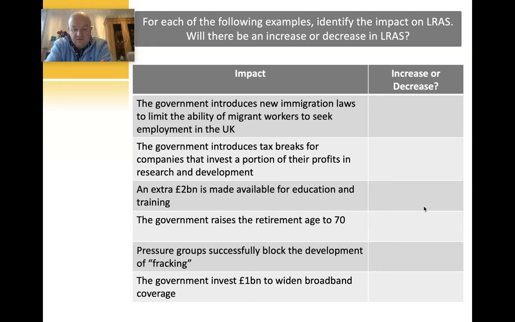How about pressure groups successfully blocking the development of fracking? Well, in that situation, that would probably decrease long run aggregate supply, because in that instance, that is limiting the amount of resources. In this case, fracking is to do with the oil and gas industry, and that would obviously then potentially increase the costs of production for organisations, and so decrease long run aggregate supply. And then if the government invested 1 billion in widening broadband coverage, again, technological change and improvements is likely to improve the overall level of long run aggregate supply.